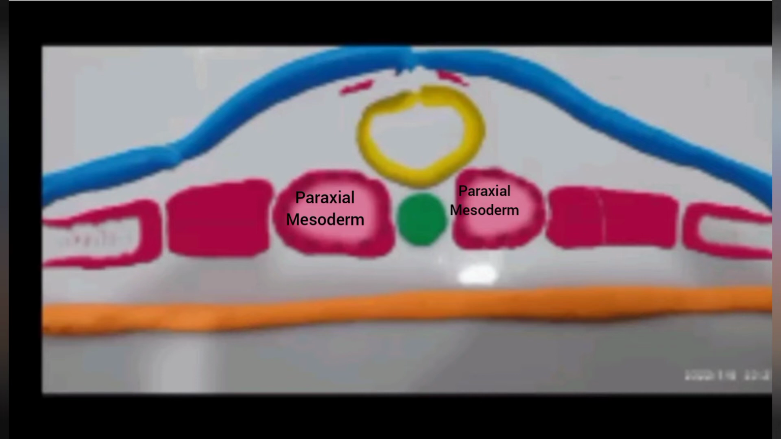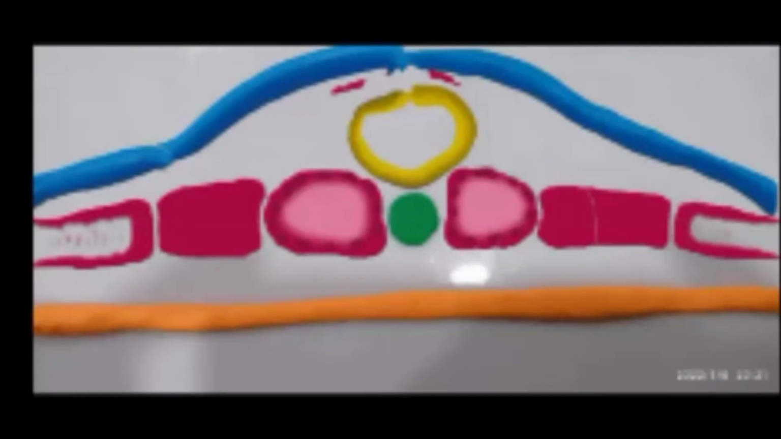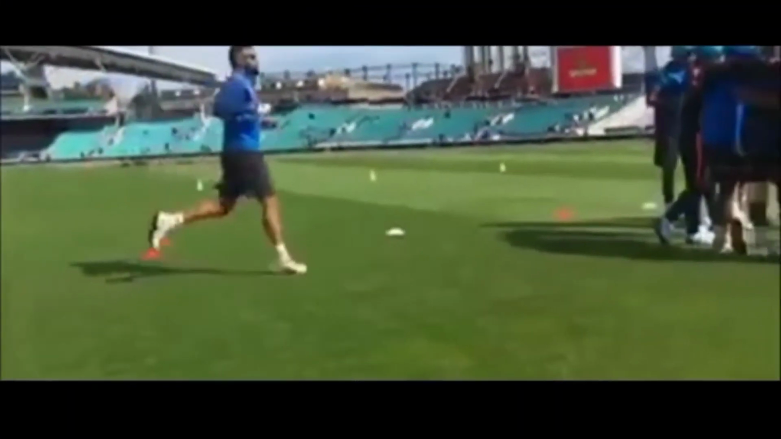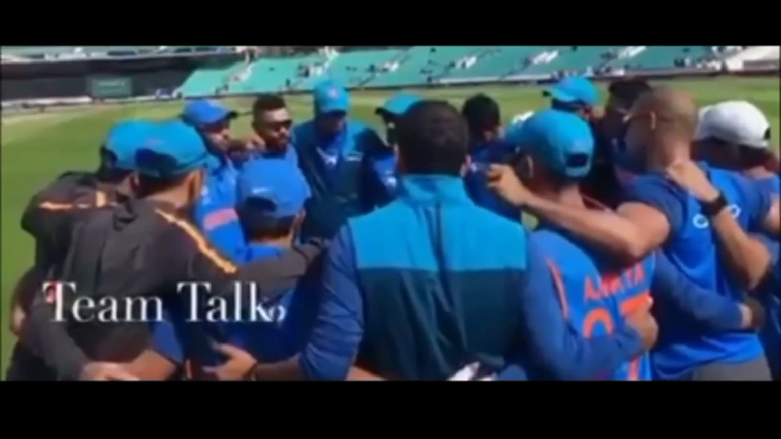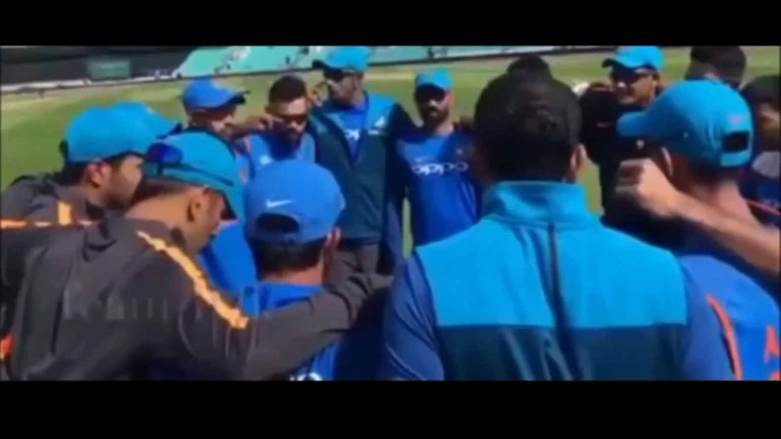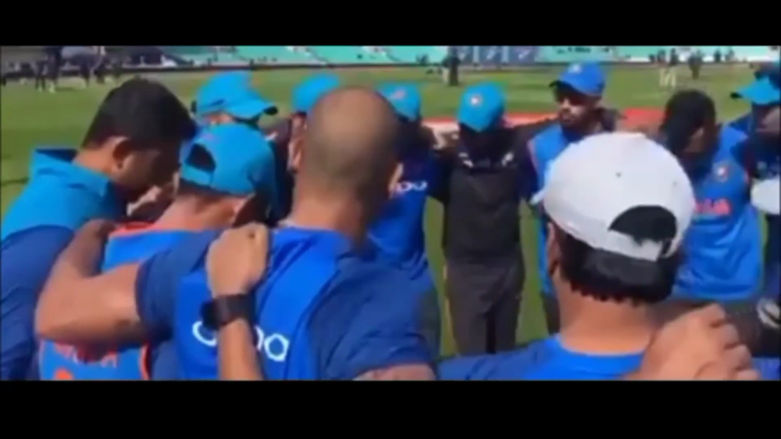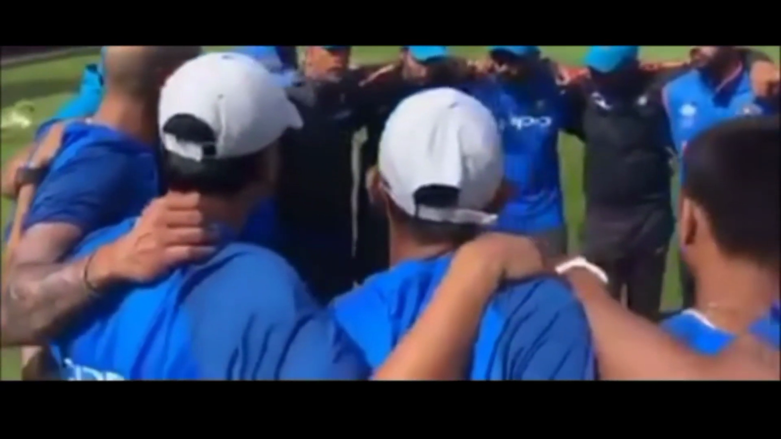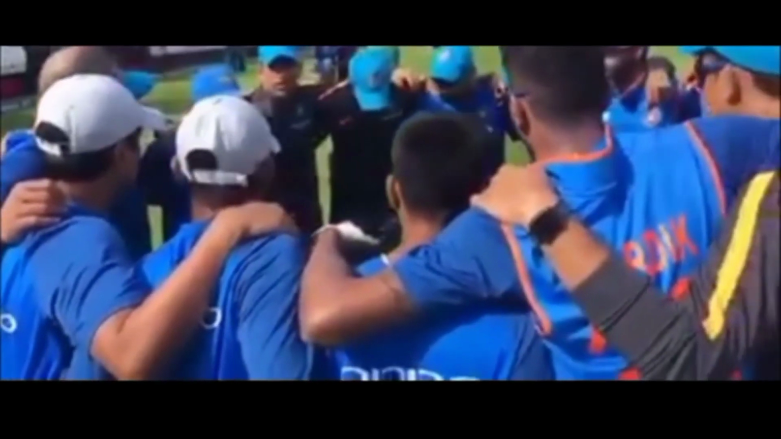Also see the changes taking place in the mesodermal layer, especially in the paraxial mesoderm. There you see that the mesodermal cells which are floating in the stroma get themselves arranged at the periphery in a circular pattern. This circular arrangement of mesodermal cells can be correlated to the phenomenon where the players arrange themselves before the match and then decide the strategy, and then once it is decided, they disperse and go back and take their own respective positions in the field.